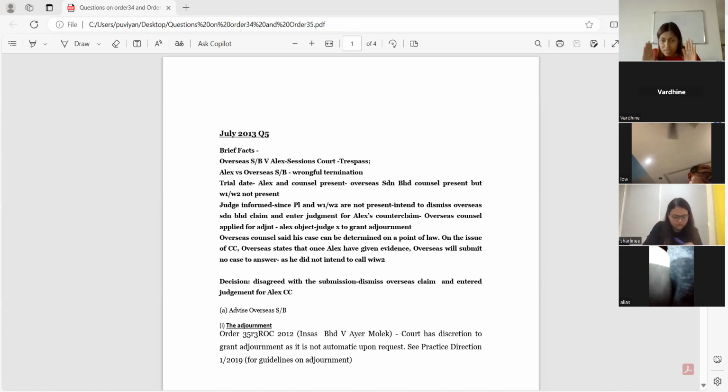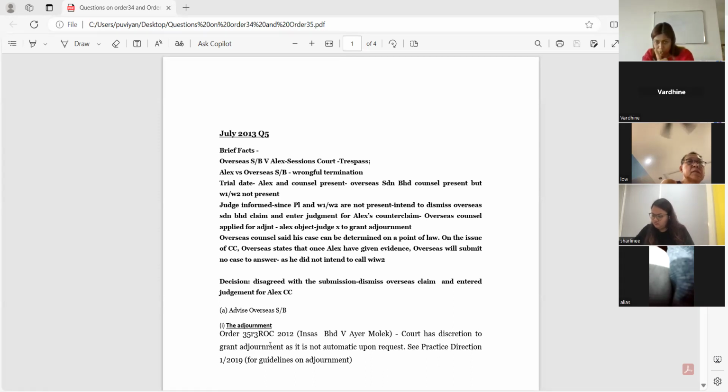I just put Insas Berhad Ayat Molek because I look at the question as just a 5 marks question. I think for number Romans 2 and Romans 3 you have more to write. So that's why I just stop at practice direction and the balance of it. Then after you have applied this law, you have to explain Order 35 Rule 3.